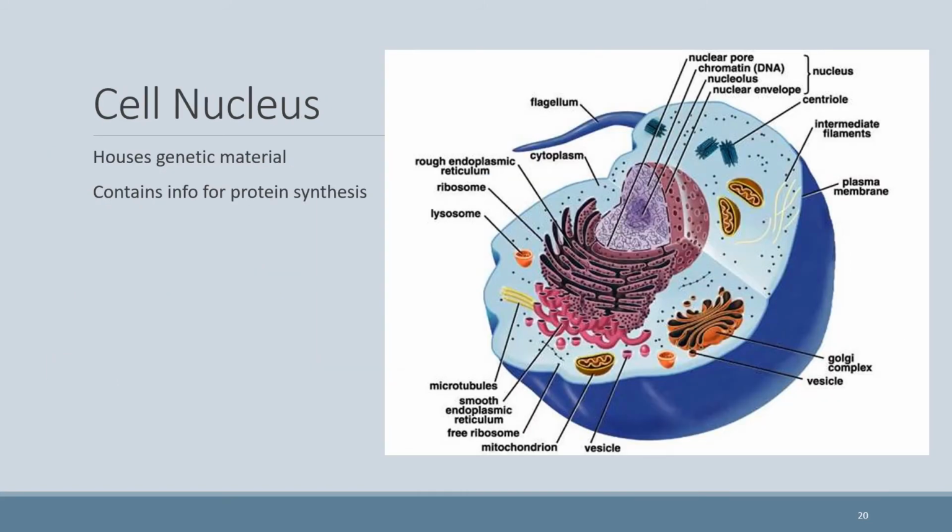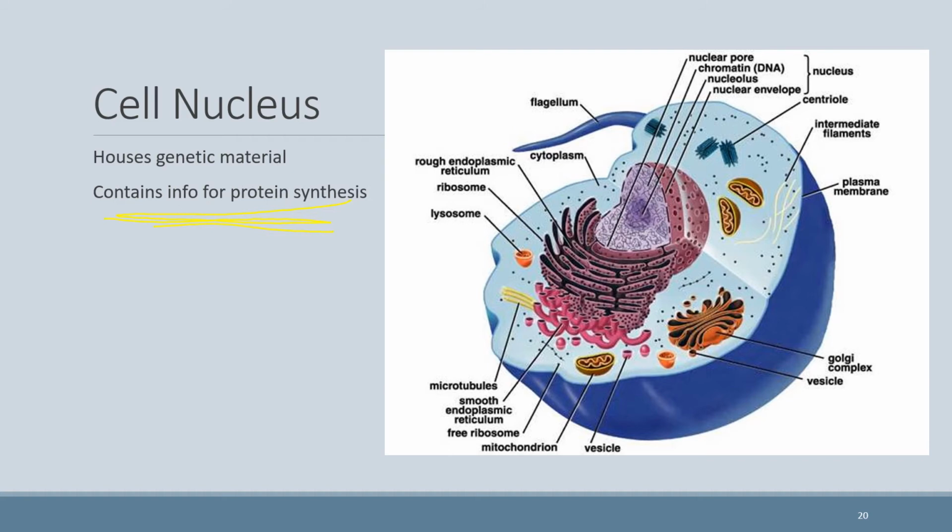Okay, moving on to the cell nucleus. Again, the cell nucleus houses all of our genetic material and contains the info for protein synthesis. So again, we made the kind of reference to a bakery, and you could consider this kind of like your recipe box in terms of holding all the different recipes or holding all the instructions for all the different types of baked goods you might be making within your bakery.